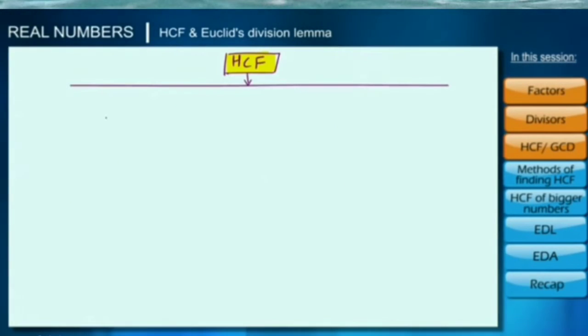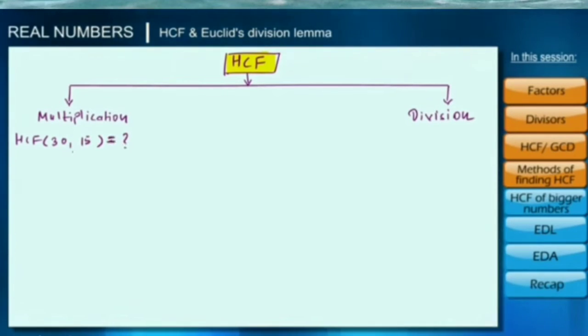Let us see how to find the HCF by the multiplication method or by the division method. HCF of 30 and 15 by the multiplication method.